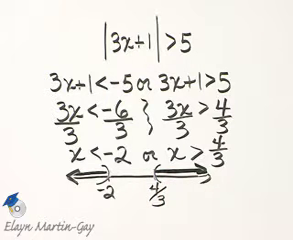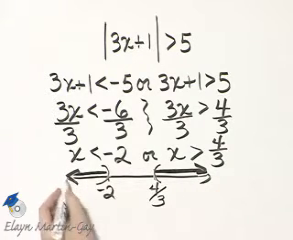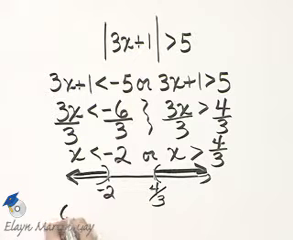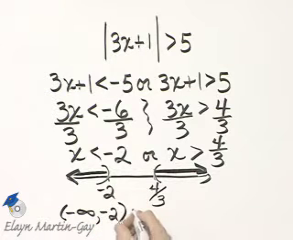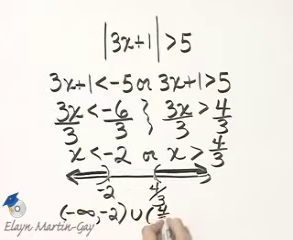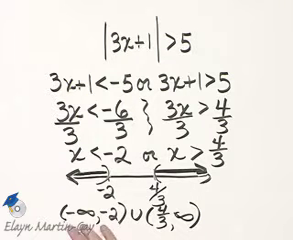Now let's write down what we have, and we'll write down the shading from left to right. So from left to right, here I have negative infinity to negative 2, parenthesis, and then I don't have shading here, so I'll put union, and then the shading starts again at 4/3, and it goes all the way to infinity. So negative infinity to negative 2, union 4/3 to infinity. There's my solution set in interval notation.